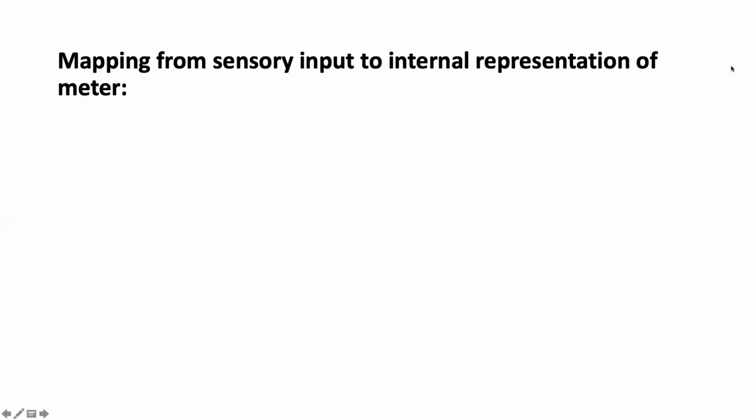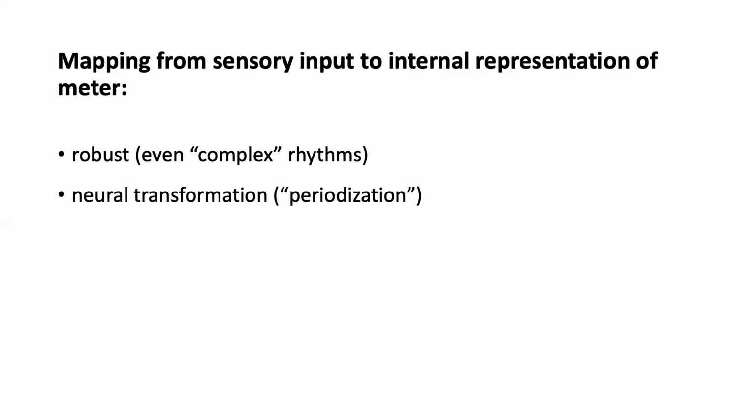So to quickly summarize, there seems to be a robust mapping between a sensory rhythmic input and an internal representation of meter, even when the input lacks prominent acoustic cues to metric pulses. And this is linked to a neural transformation, a sort of periodization of the sensory input, where metric pulses are selectively enhanced in the neural activity when they are not prominent in the physical structure of the stimulus. And this transformation takes place even for ecologically plausible but less controlled stimuli, which we can capture with frequency tagging.